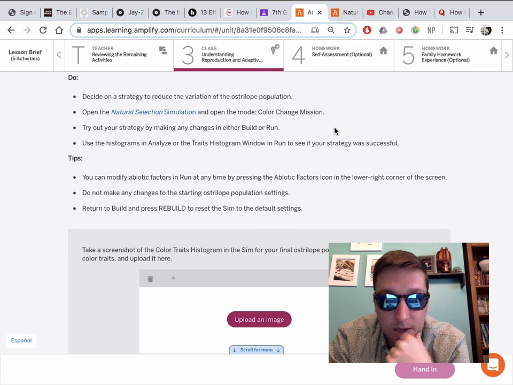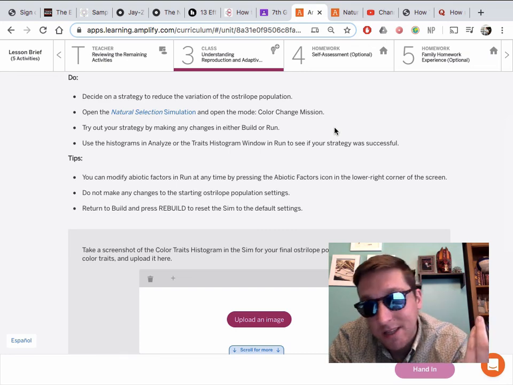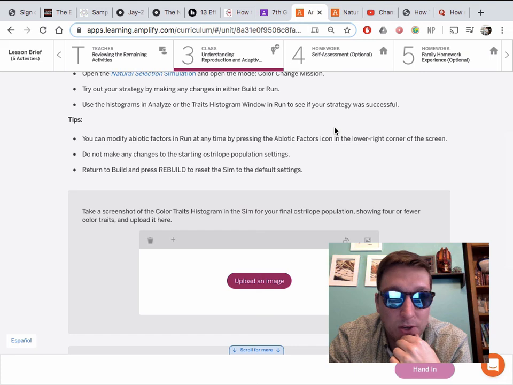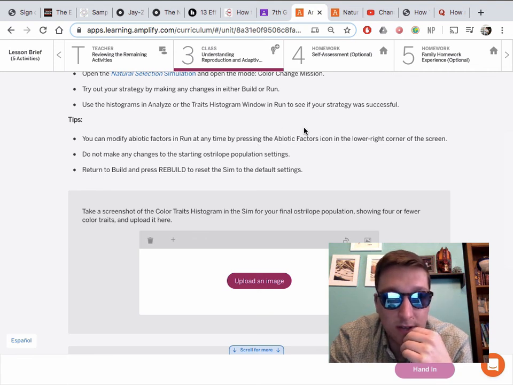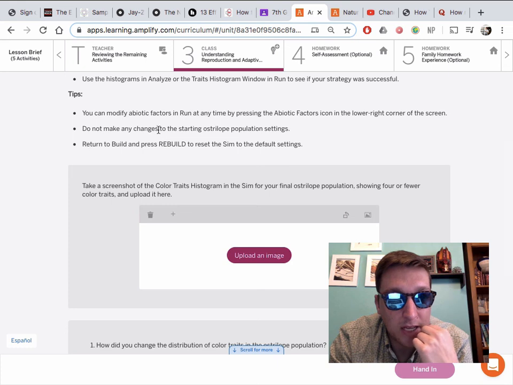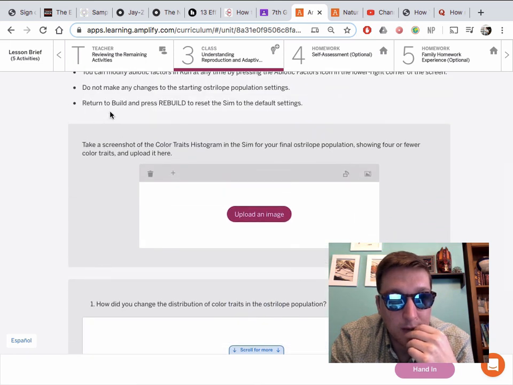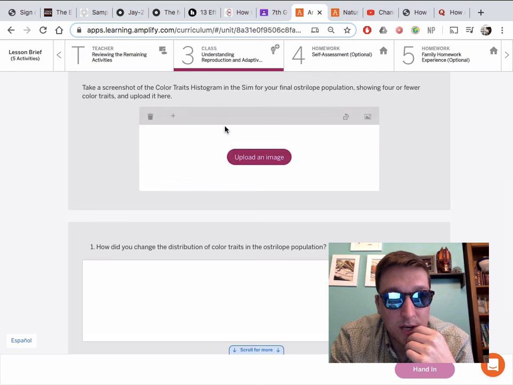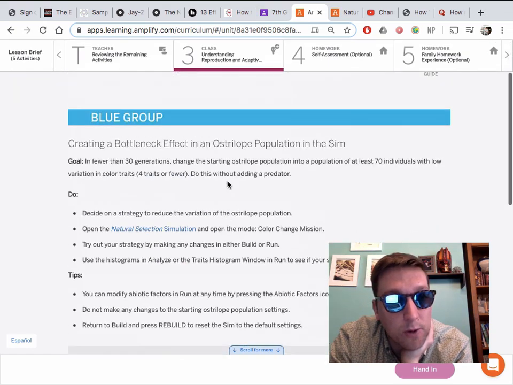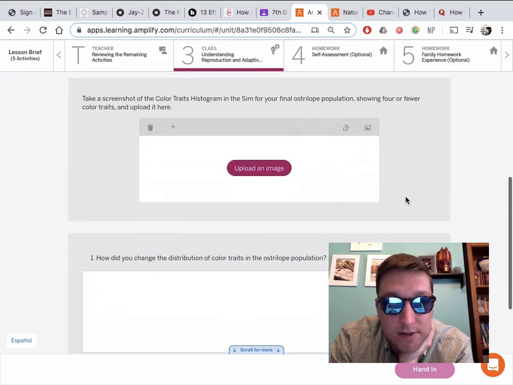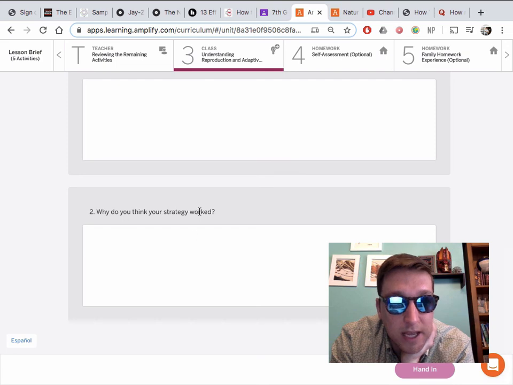You guys are the smartest group, really. So the group that did the best on the critical juncture. So I'm not going to give you too many hints here. Tips. You can modify the abiotic factors. So what abiotic factors could affect color? Do not make any changes to the starting Australope population settings. So change the abiotic factors and see what you can do. Return to build and press rebuild. So show me your histogram. Show me that bottleneck. And you should only have 4 or fewer versions of the color traits. And did your strategy work?